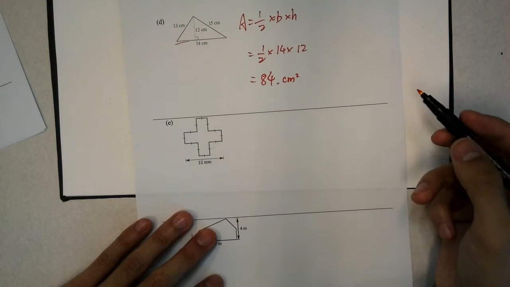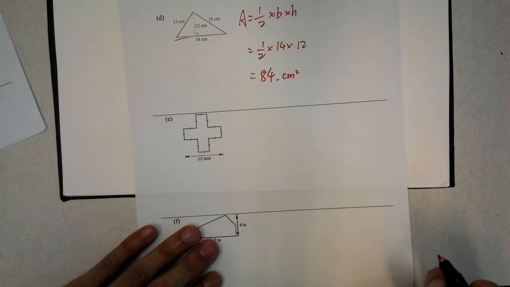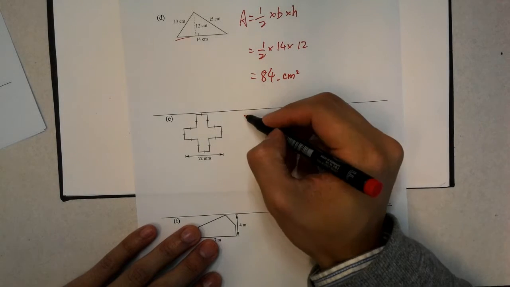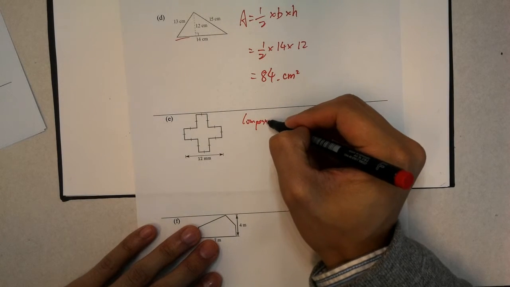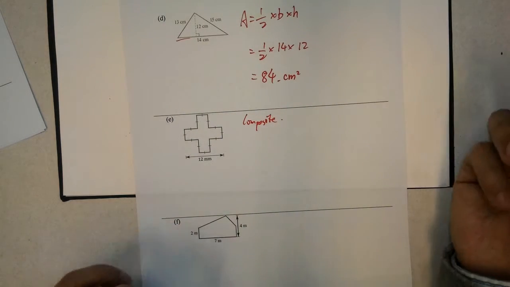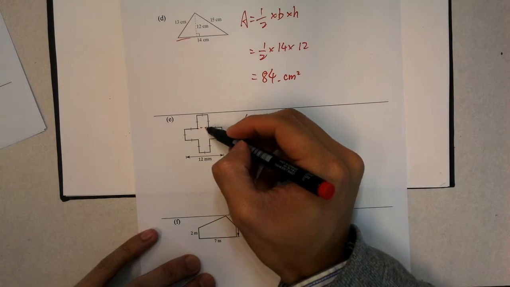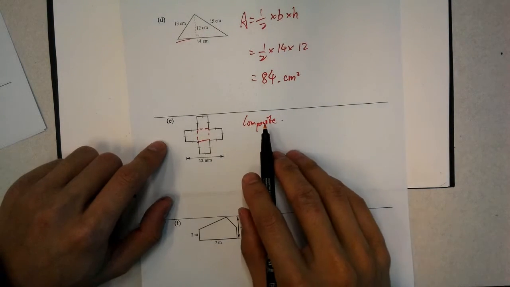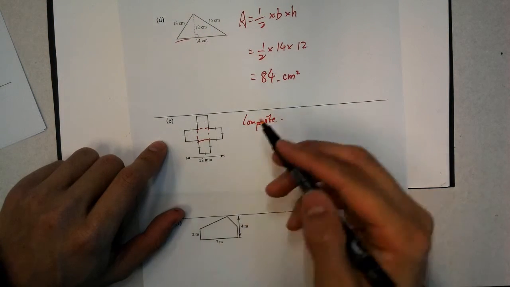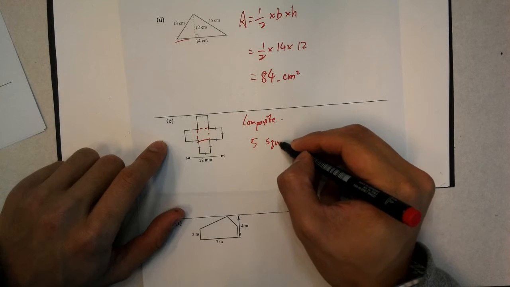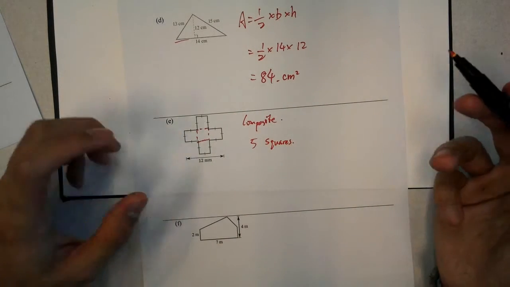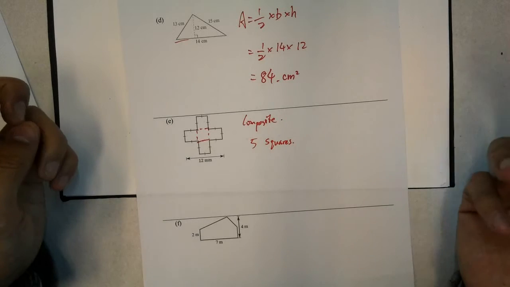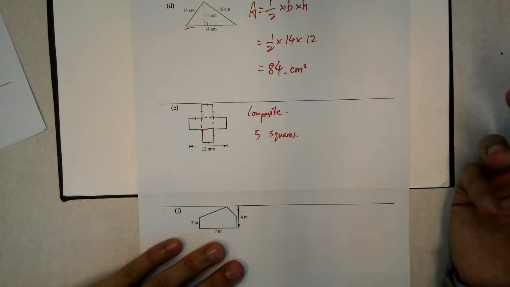Next one, this shape is an irregular shape. All we can say is it's a composite shape. For a composite shape we need to cut it off into several shapes that we know. If I cut like that, we know that there will be 1, 2, 3, 4, 5 little squares. And we need to find the area of each of these, then we can multiply by 5 to find the total area.